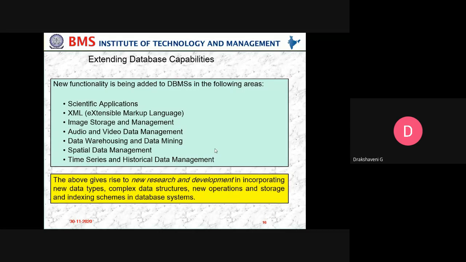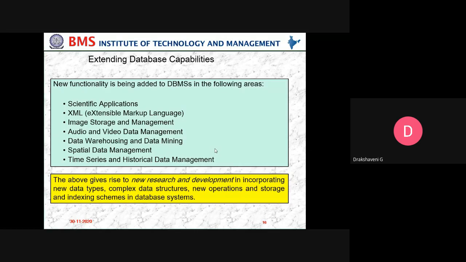Spatial means what? X-axis and Y-axis. Now you draw your graphs. At least in your PUC or some other classes, you were drawing a graph with x-axis and y-axis, and you were drawing a line, curve, bar graph, pie chart, all these. So that is what spatial data management is.